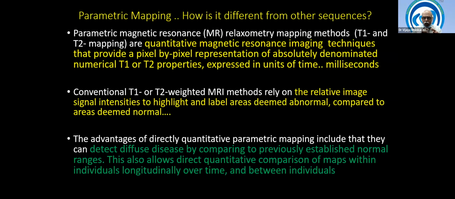In T1 mapping or T2 mapping, what is measured is T1 relaxometry and T2 relaxometry. I'll come to the physics in the next couple of slides. But T1 relaxometry and T2 relaxometry are the basic fundamental magnetic principles of the proton. When this proton is put in an external magnetic field and given an external pulse, it tries to come back to its equilibrium state.